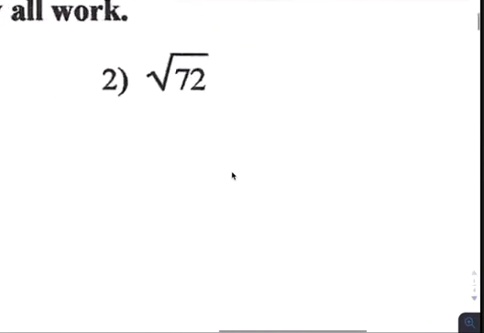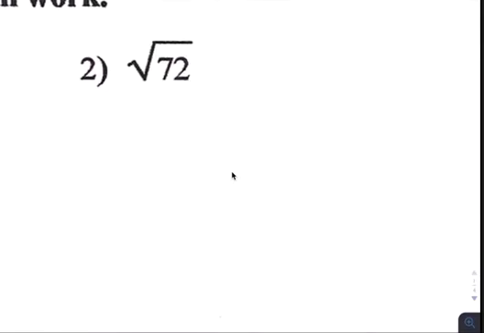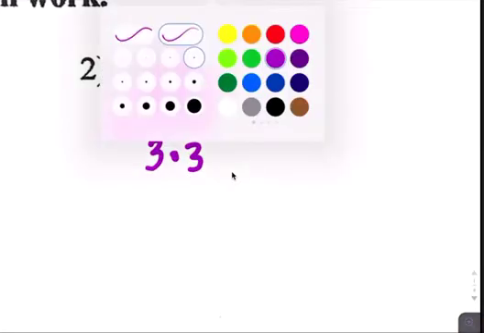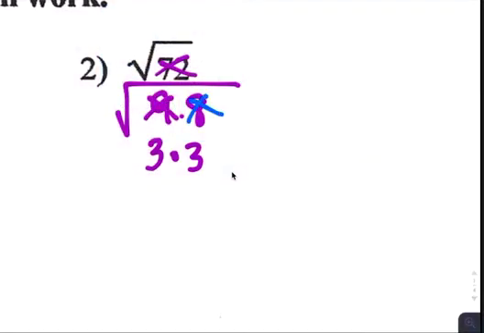Number 2, the square root of 72. Same thing. If you don't know, it's 9 times 8. If you do know it's 9 times 8, you can use that. If not, you can divide by 2 because this is an even number, and find it like we did. Okay, 9 is 3 times 3. Don't use this number. 8 is 4 times 2. 4 is 2 times 2.